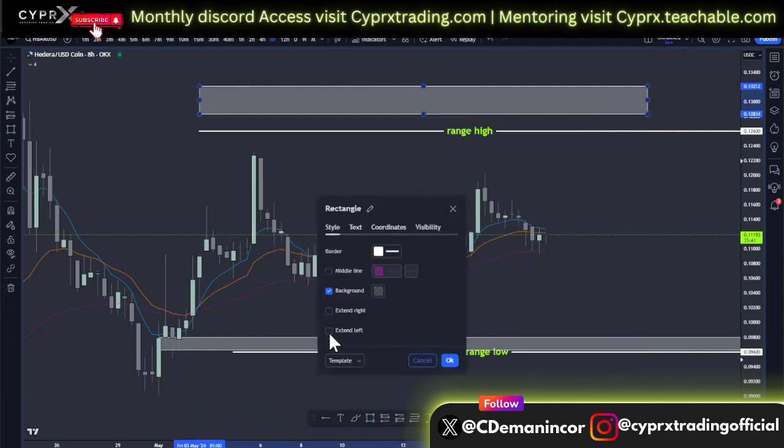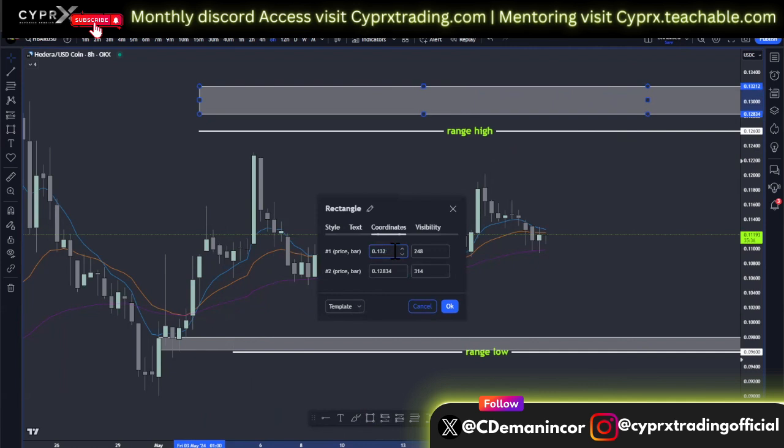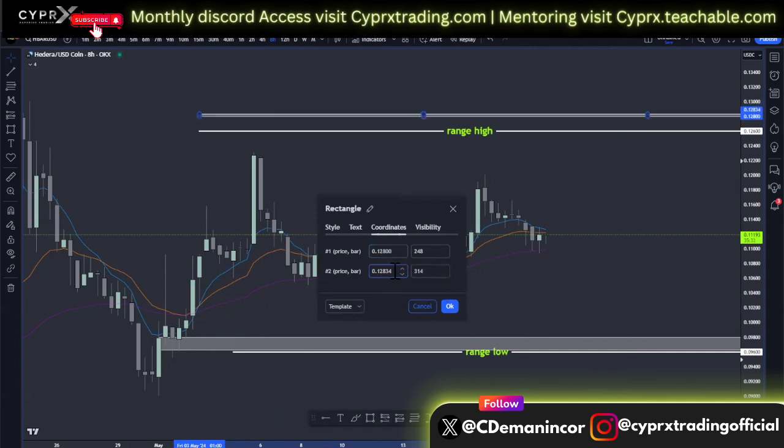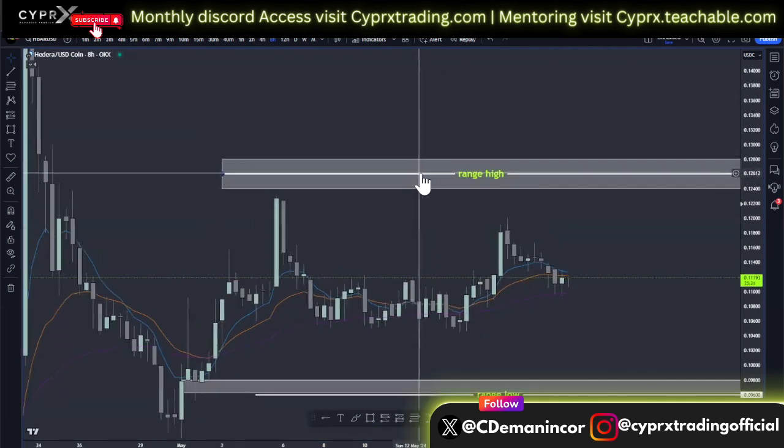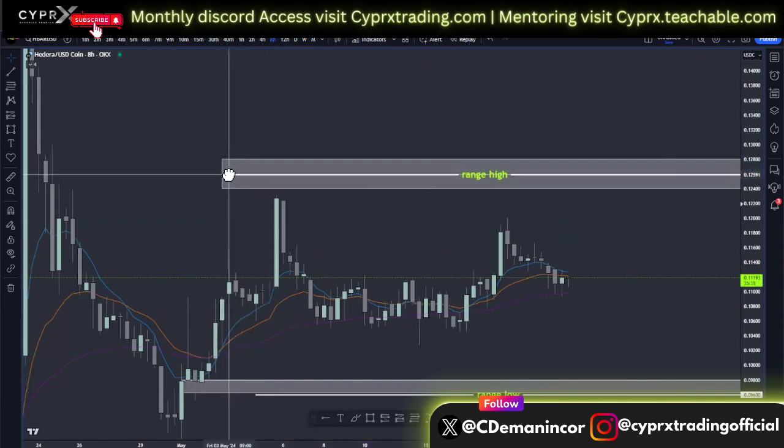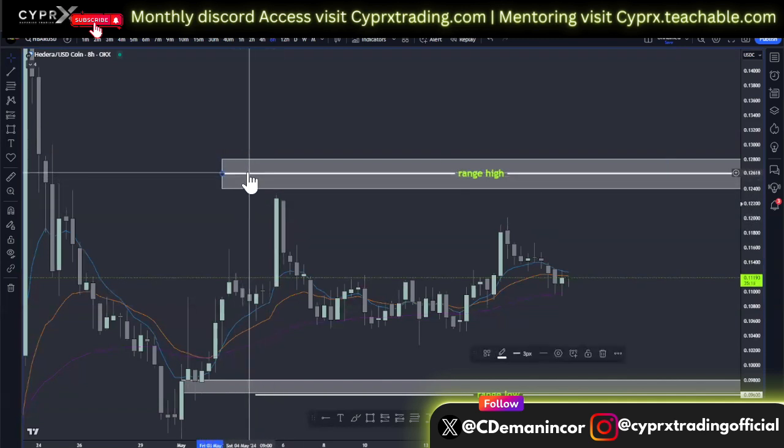You can always go into style, extend right, and go into coordinates, and plug in 12.8 and 12.4. And boom, look at that. The range that we had originally set for our deltas at the high falls in line with the delta zones almost smack dab in the middle, which just goes to show the strategy that I'm attempting to show you guys is extremely accurate.